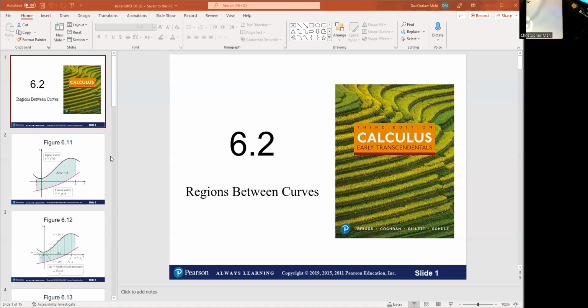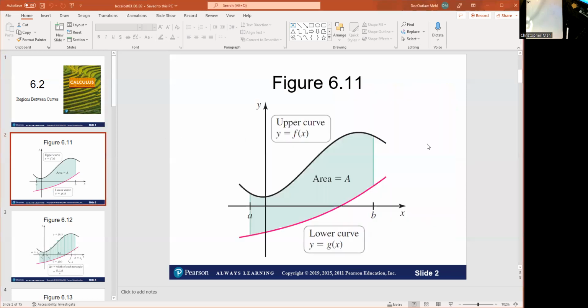So let's consider two curves, two functions, y equals f of x and y equals g of x, where on the interval [a, b], f of x is greater than or equal to g of x. So f of x is my upper curve, g of x is my lower curve. Now the goal is to find the area of the shaded region between the upper and the lower curve, bounded by the lines x equals a and x equals b.